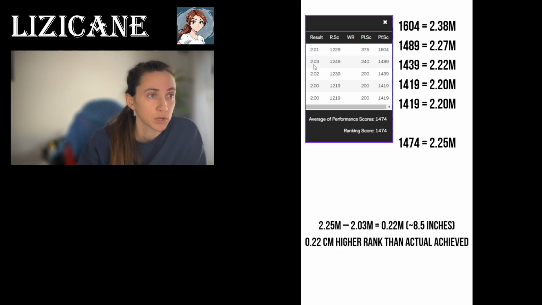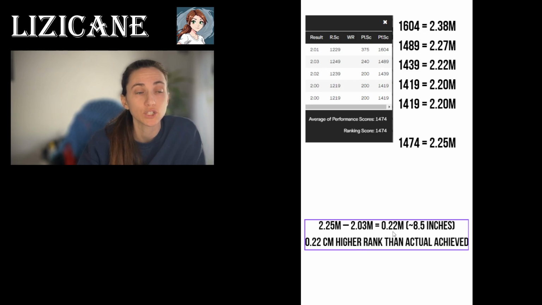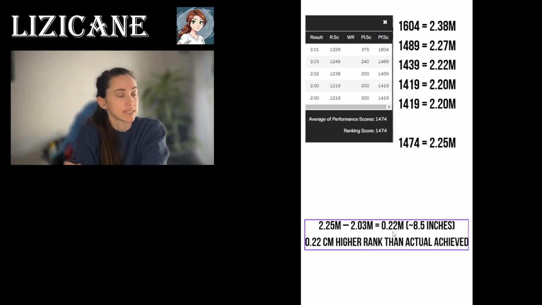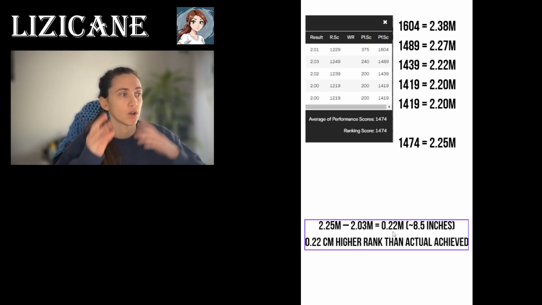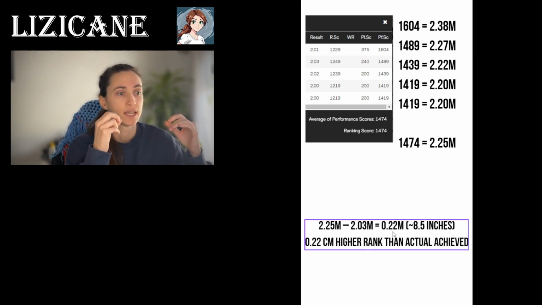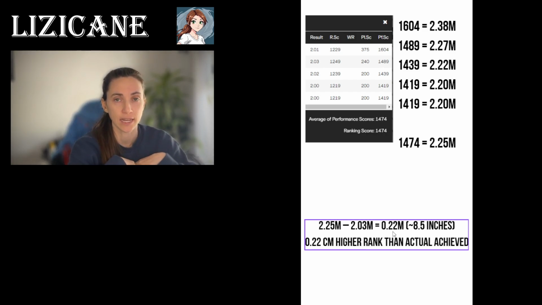So her highest mark that she actually achieved over here was a 203 during this time frame. So we have 203 and we have 225. So when you find that difference right here, you have 22 centimeters, which for people who speak feet and inches, that's 8.5 inches. So to me, it looks like she is ranked 22 centimeters or 8.5 inches higher than any mark she actually achieved, and that's also her average mark.